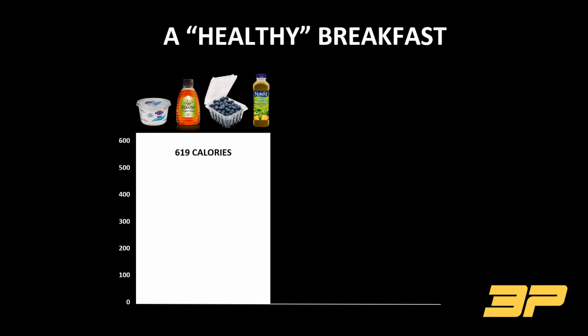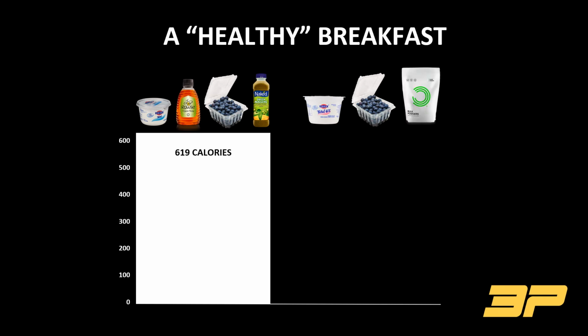So let's have a look at how calorie density can actually affect a meal. We're going to look at a healthy breakfast on the left hand side. We've got some yogurt, some honey, some blueberries, and a Naked green drink. So that comes with about 619 calories. Now, if we swap the yogurt for 0% yogurt, it's slightly lower in calories. Then we took out the honey but kept the blueberries. And we swapped the Naked greens drink with a Bulk Powders green powder as an example.